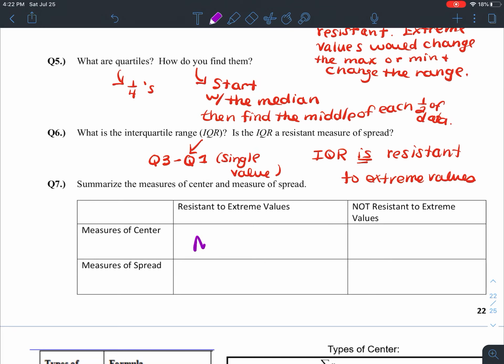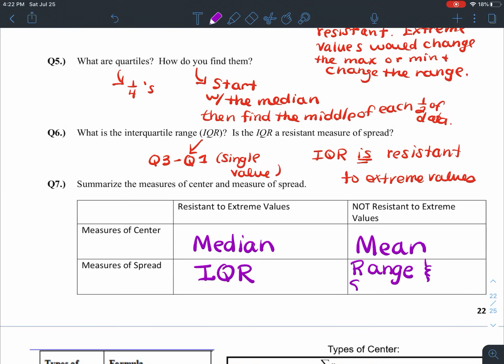Okay, so to summarize, measures of center. What is resistant to extreme values? The median. What is not resistant? The mean. Measures of spread. What is resistant to extreme values? The interquartile range. What is not resistant is range, and something we have yet to talk about, but we will soon here, something called standard deviation. That's another measure of spread, which we'll discuss, that is not resistant to extreme values.